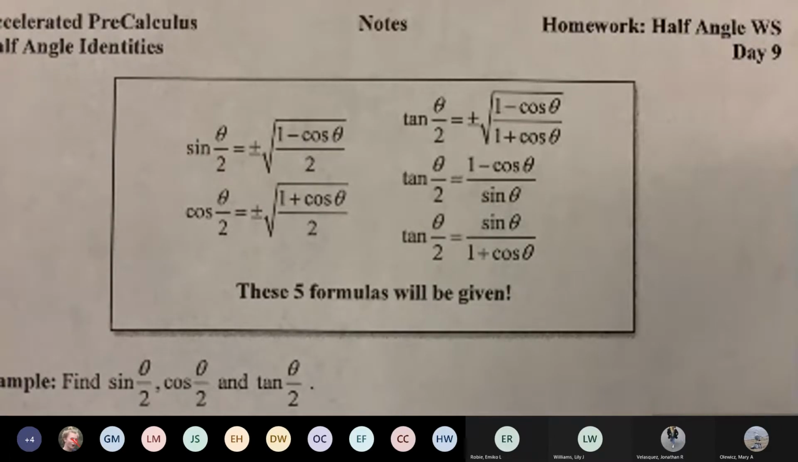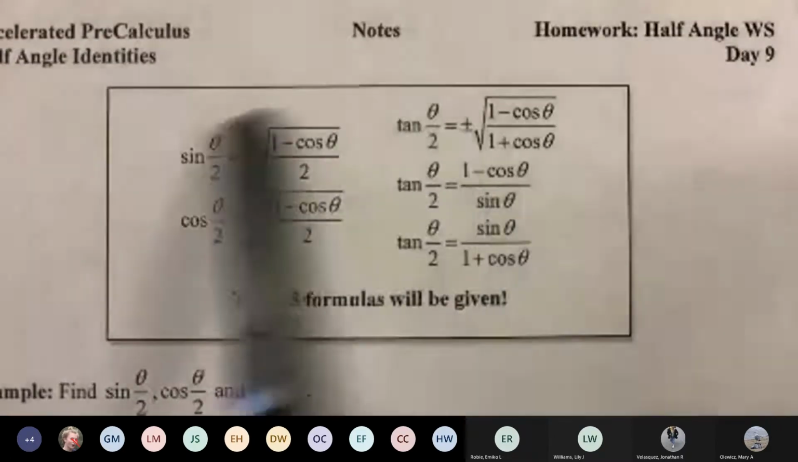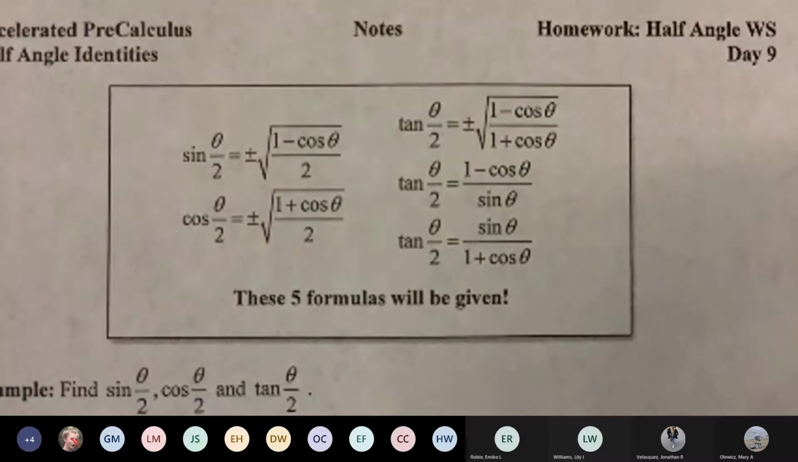Today we're doing half-angle identities. So if you have not written these down yet, please go ahead and write those down.